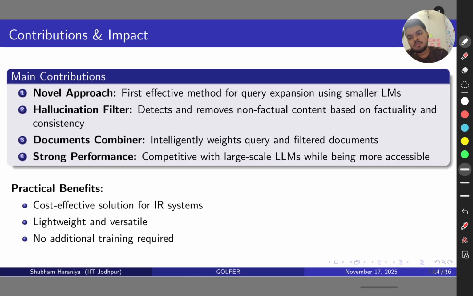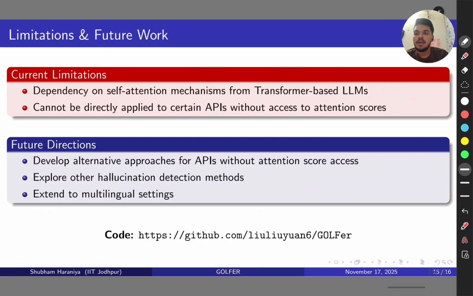So now we move forward and see what contribution and impact the paper brings. The novel approach, the hallucination filter, the document combiner, and the strong performance compared to the larger LLMs, which are 20 or 30 times bigger than the smaller LLMs. Still, we can beat them in some of the areas. The principal practical benefit is a cost-effective solution for IR systems, lightweight and versatile. No additional training required, and the limitations and the future work are also there, right?